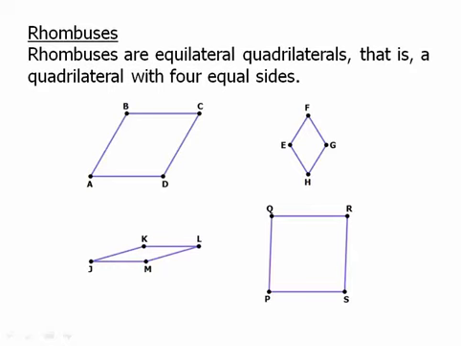Now we can talk about rhombuses. Rhombuses are equilateral quadrilaterals. That is, a quadrilateral with 4 equal sides. Some people think about this as a diamond shape, especially if we orient it this way, with the 4 points pointing horizontally and vertically. Diamond is just kind of a casual or colloquial way to refer to a rhombus.